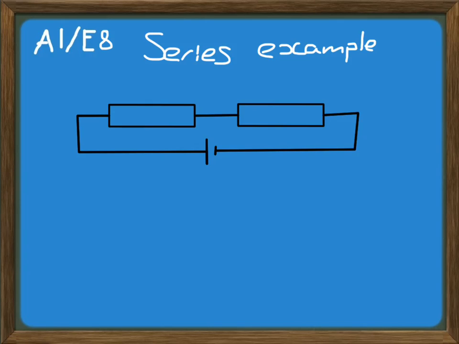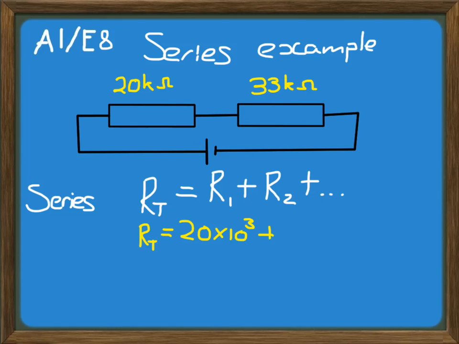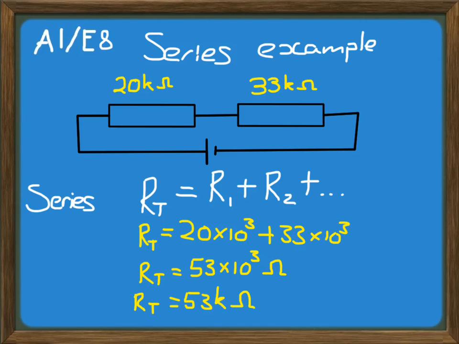So, there we have our series circuit, and let's identify which equation we need to use. Well, for series, we use RT is equal to R1 plus R2 plus any other resistors. However, in this equation, we only have R1 and R2 because we only have the two resistors. Let's give some values. Let's use a 20 kilo ohm resistor and a 33 kilo ohm resistor, substitute their values in, and we find that RT is equal to 53 kilo ohms.